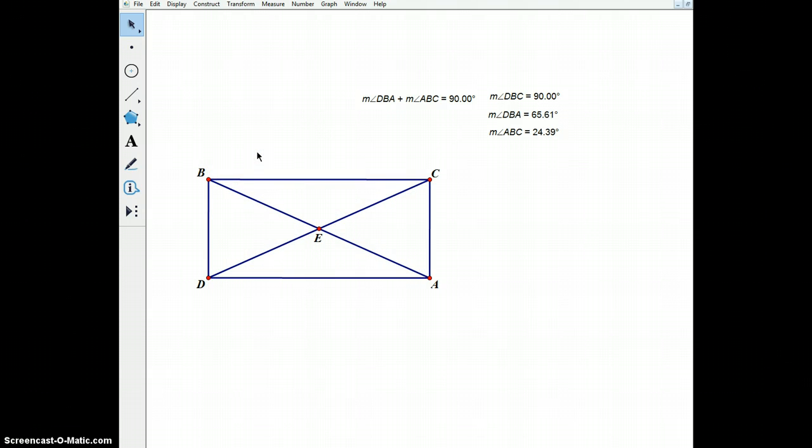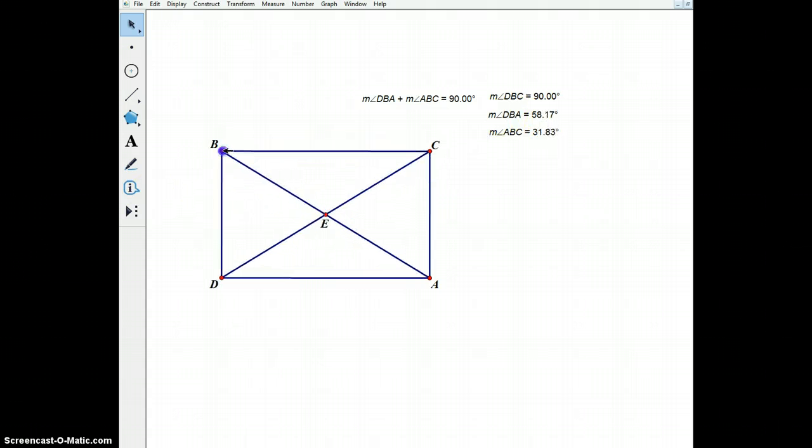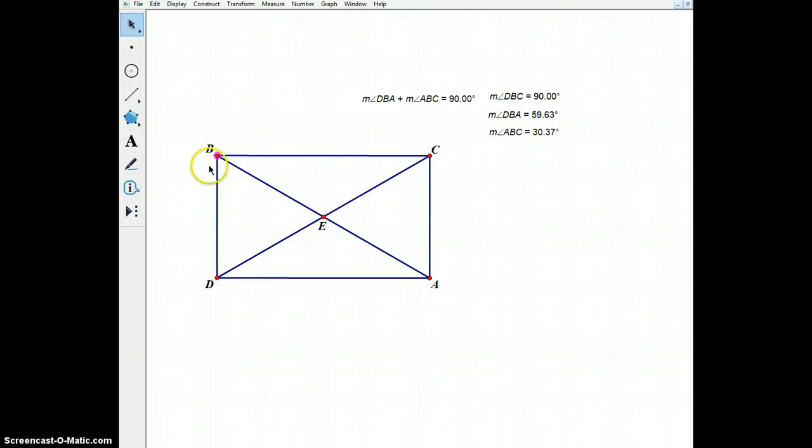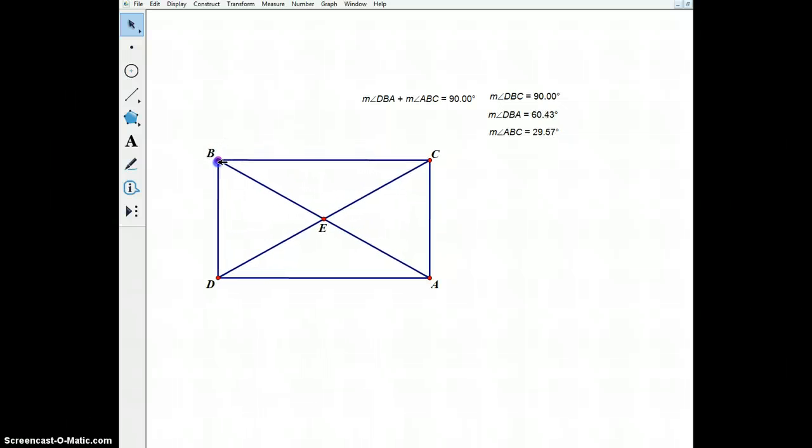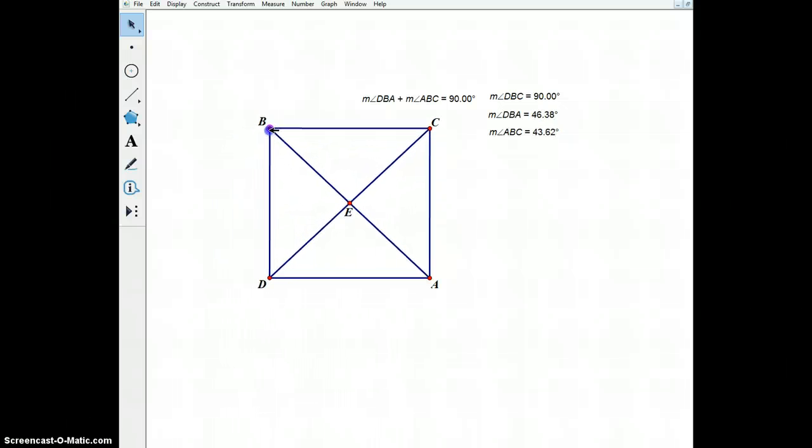So they do not bisect the angle because they are not the same, where a bisection of an angle is having the angle being split into two parts. In fact, the only time that it is an angle bisector is when it is a square.